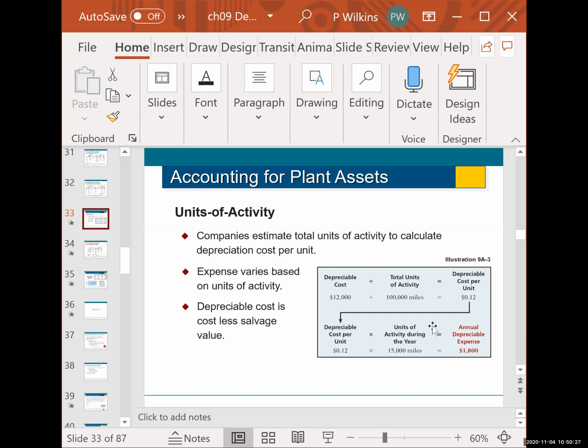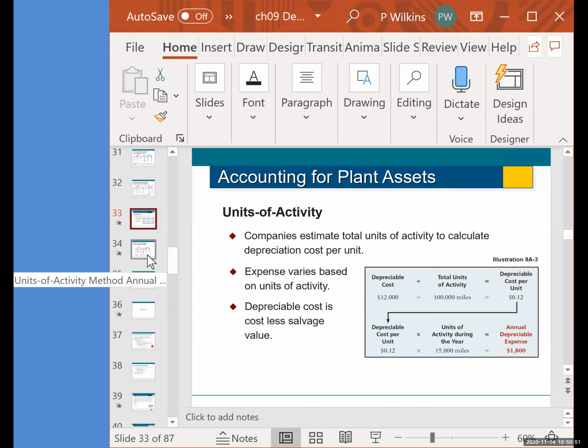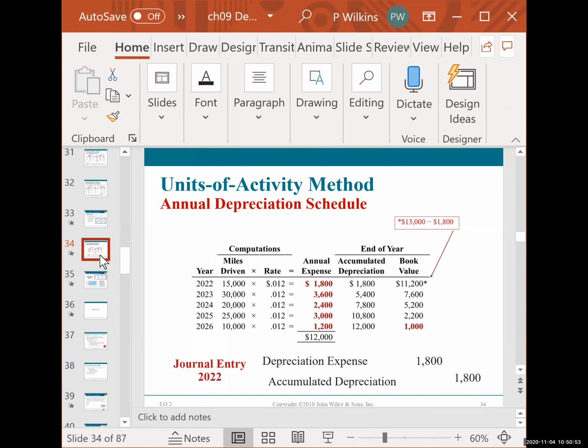For machinery, it might be how many hours of production the machine is going to produce. In this case, it's a truck and they're saying 100,000 miles. So they're saying that the depreciable cost is 12 cents per mile. Then they multiply the actual number of miles driven each year to get the depreciation. So this is really the most accurate, I think, as far as how much the asset was used.